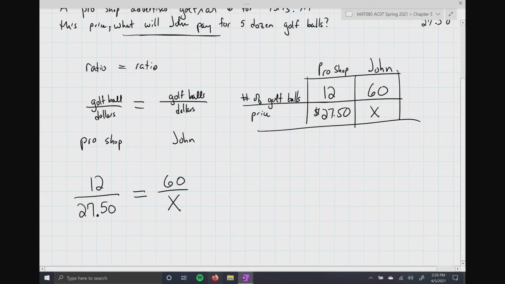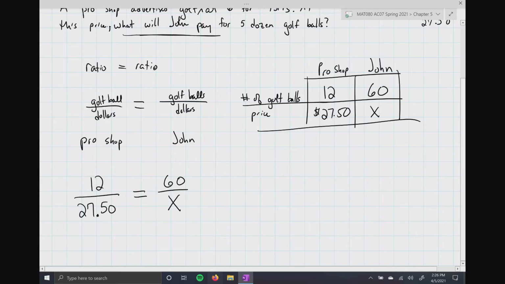Now it's just a matter of cross multiplying, dividing by the number in front of the variable, and telling me how much I am going to pay. So the word problem, the hardest part is just setting it up, which is always the hardest part with word problems. I get that.